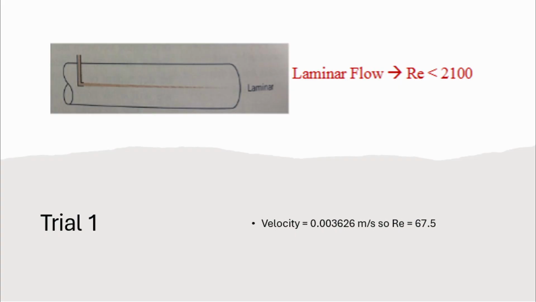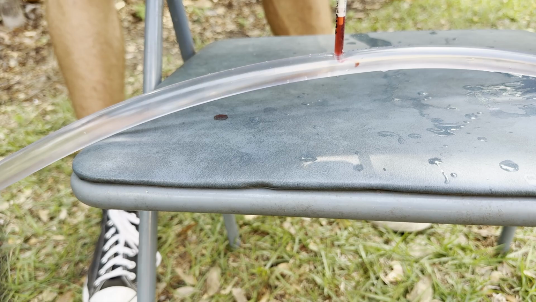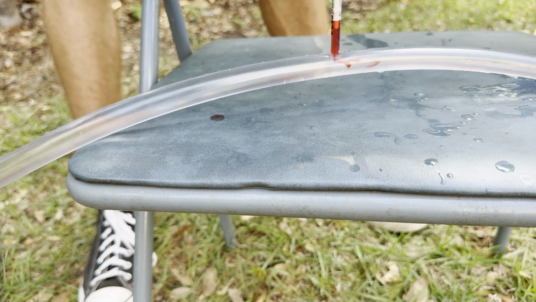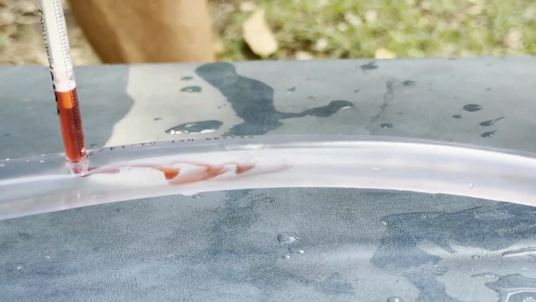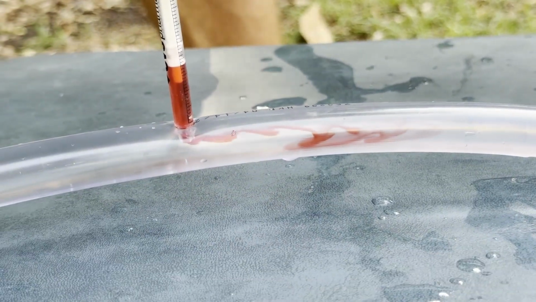For trial 1, we calculated the velocity to be 0.003626 meters per second. And with this number, we calculate Reynolds number to be 67.5. In this video, you can see the fluid is flowing very slowly. This flow is laminar.